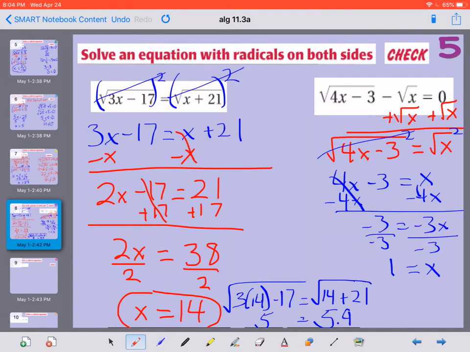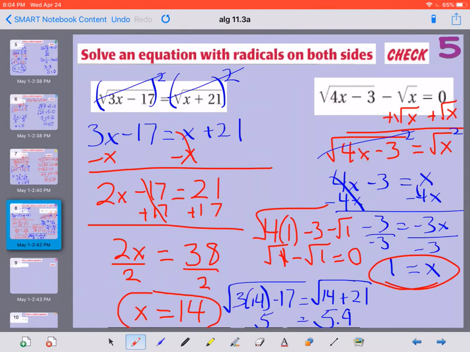Now if I check that, it would be 4 times 1 minus 3, minus the square root of 1. And the square root, so 4 times 1 is 4 minus 3, that's the square root of 1, minus the square root of 1. Well, that's going to give me 0, so this is true. X does equal 1.